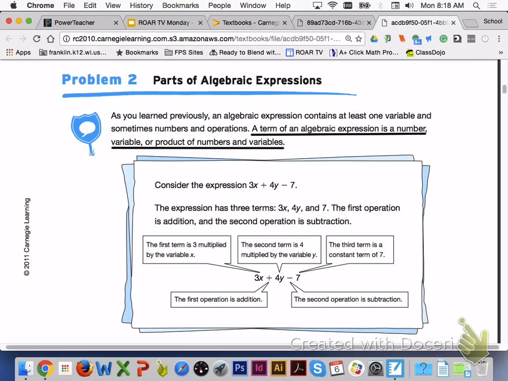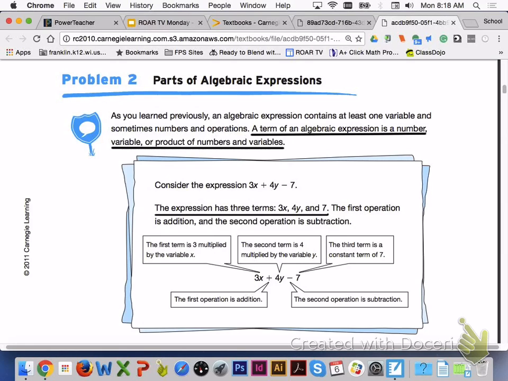Please turn to page 535, problem 2, parts of algebraic expressions. As you learned previously, an algebraic expression contains at least one variable and sometimes numbers and operations. A term of an algebraic expression is a number, variable, or product of numbers and variables.